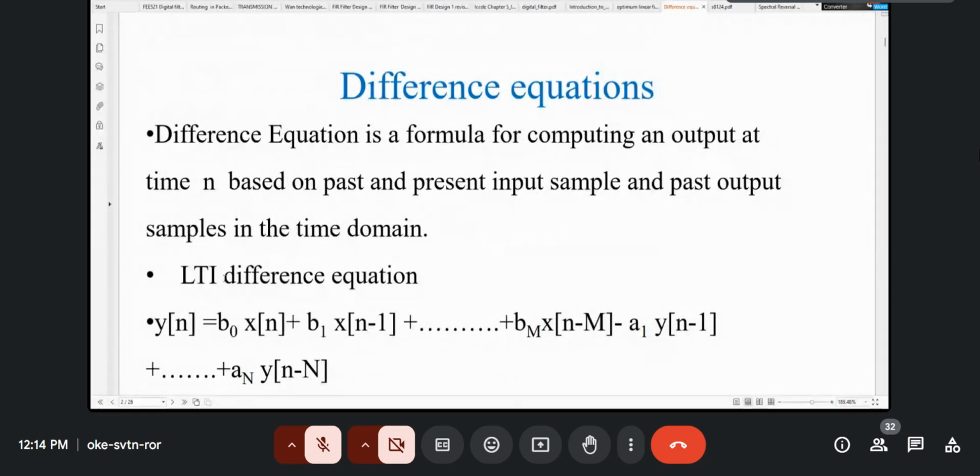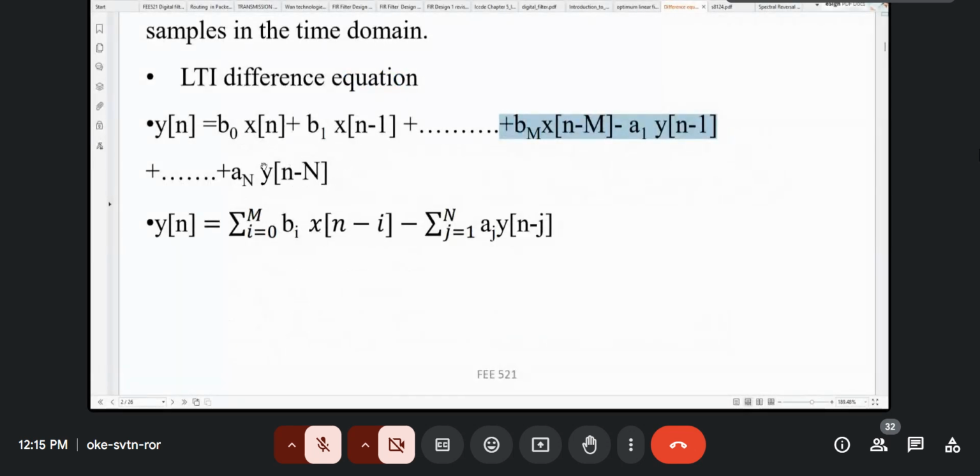And the difference equation for an LTI system will be of this form. y of n: you have the present and past input samples, and then you have past output samples. You are expressing the current output as a summation of the present and past input samples and past output samples. That's what it means, and so it can be expressed just as a summation.